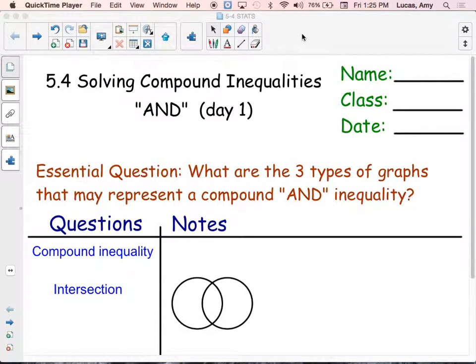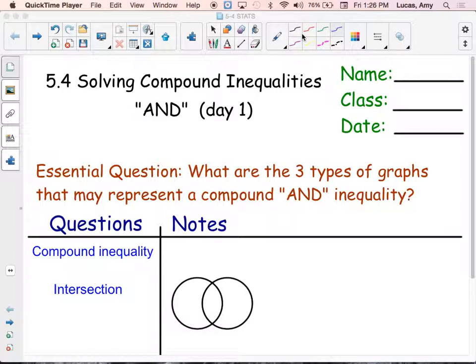Lesson 5-4, Solving Compound Inequalities with the connecting word and, Day 1. Our essential question is, what are the three types of graphs that may represent a compound and inequality? So our first new vocab word is compound inequality.